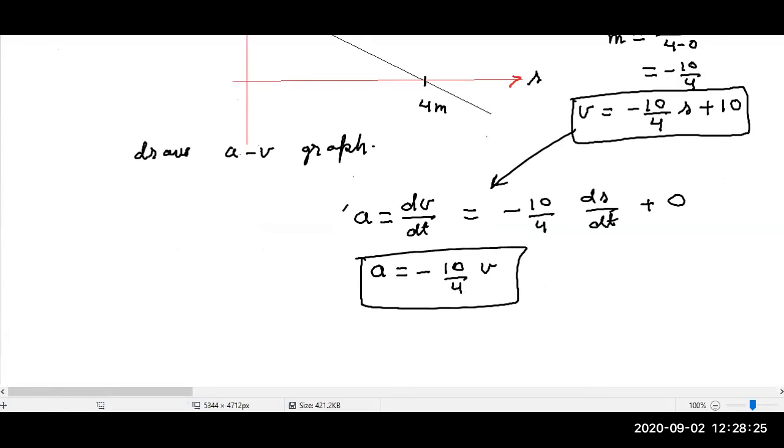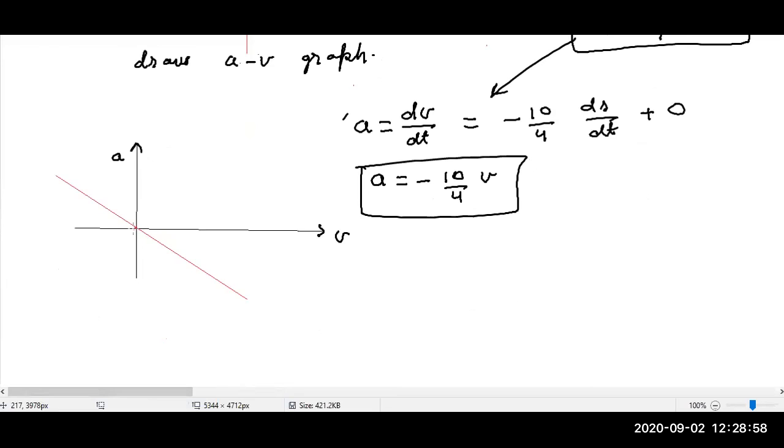So how will the AV graph look like? So AV graph will look like this. A is here and V is here. Since we have negative slope here, this is minus 10 by 4. So the graph will look like somewhat this. Negative slope. So it will be like this, and we can have, suppose we can take the values also.